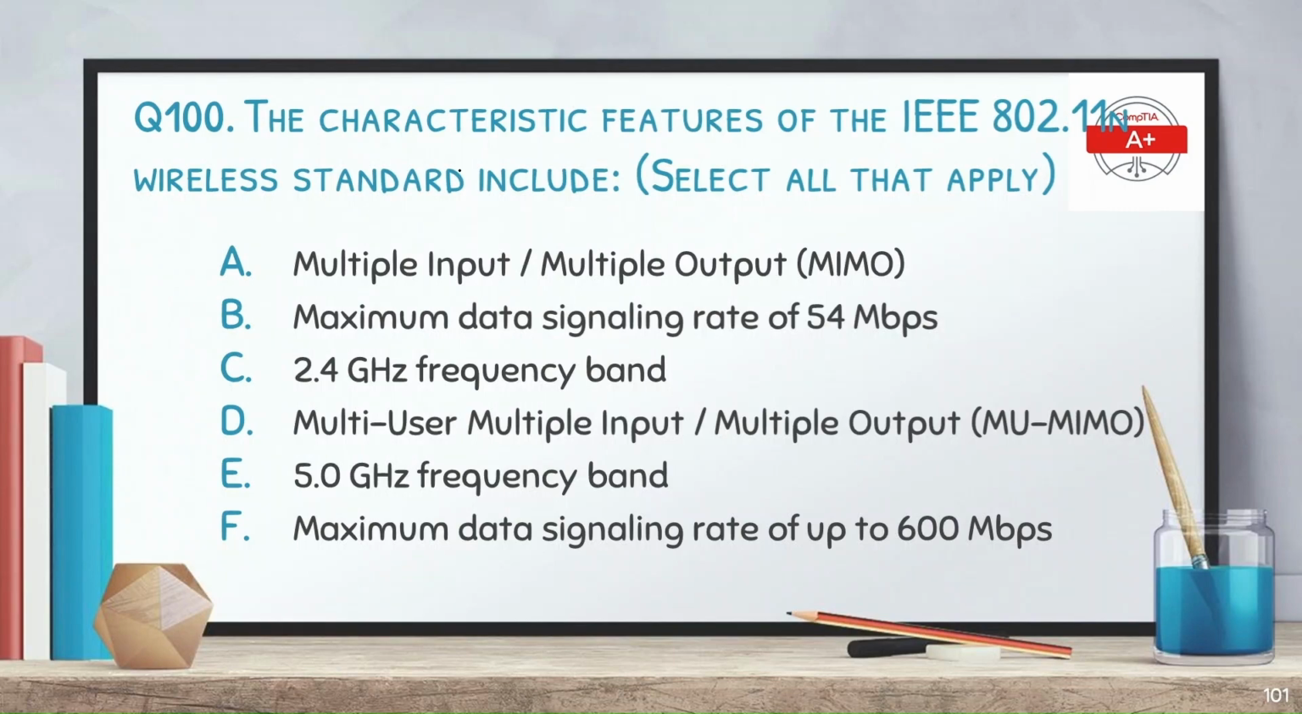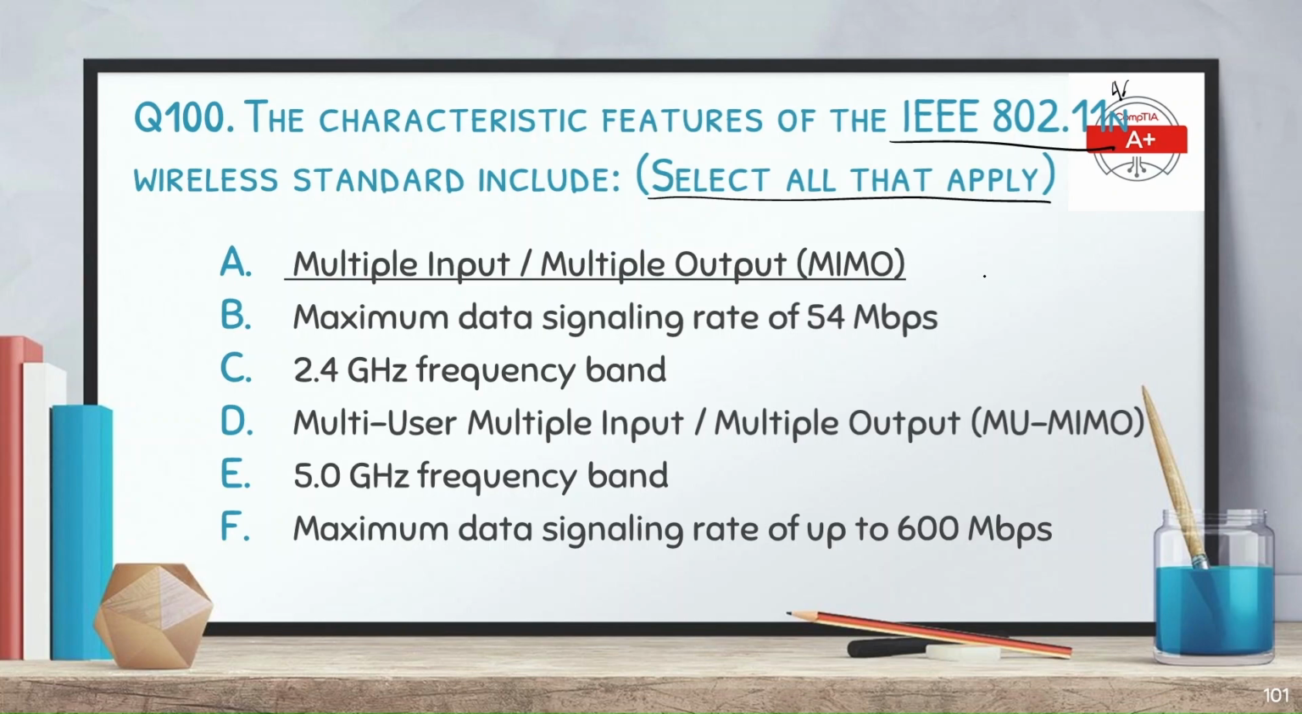Question number 100: the characteristic features of the IEEE 802.11n wireless standard include. Select all that apply. We have already gone through the options in the previous question, so let's get straight to the correct options.